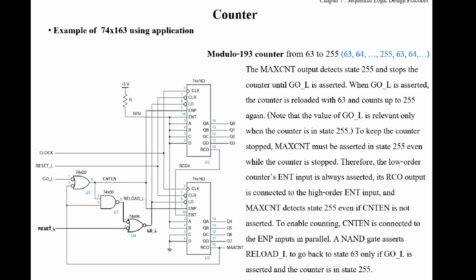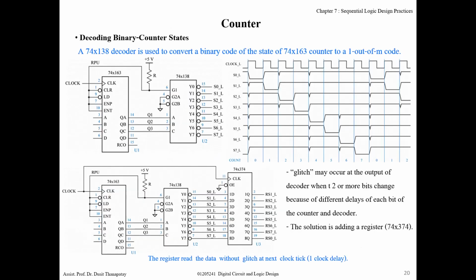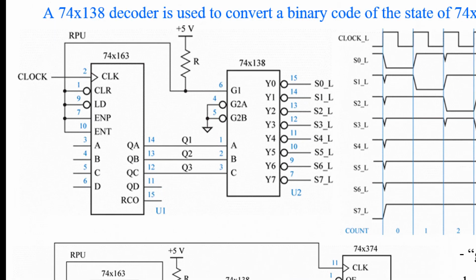And for this signal, you just want to reset, to load the 63 state. Whenever you want, you just apply this. Okay, and next, I'll show you some problems that may occur if you use a decoder.